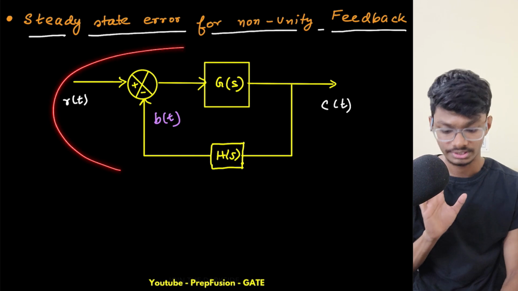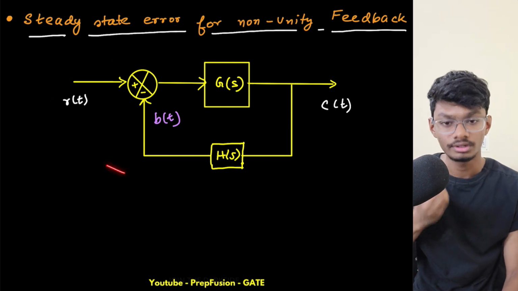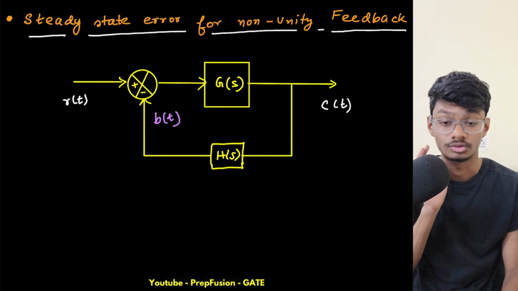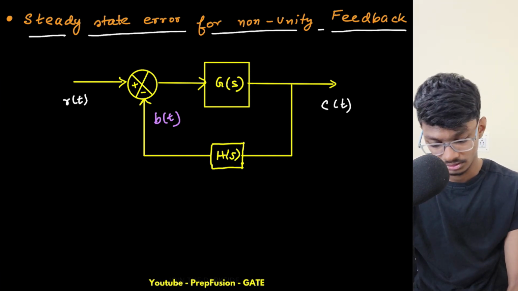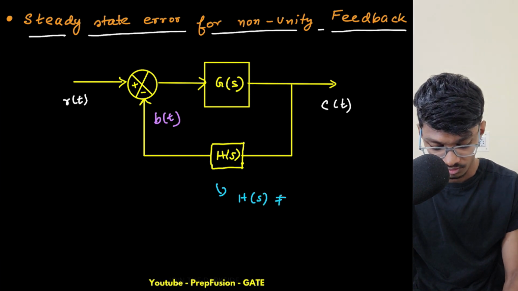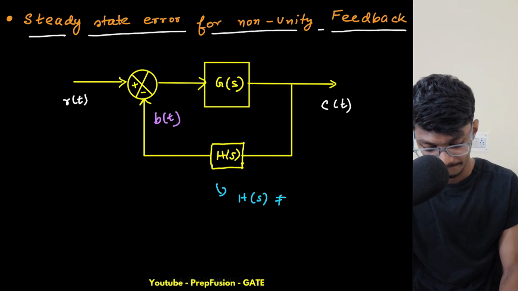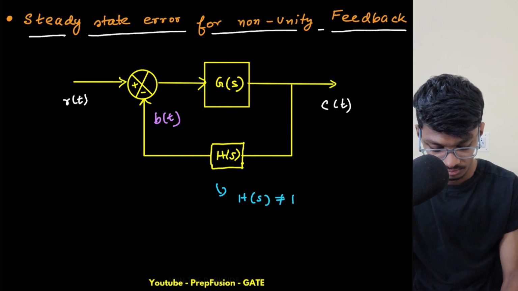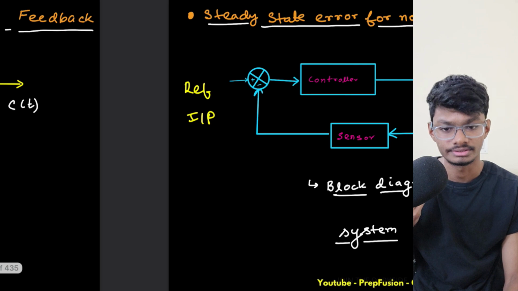Now, first I have drawn this block diagram, right? For a non-unity feedback system, this H of s is not equal to 1. That is what non-unity feedback system means.